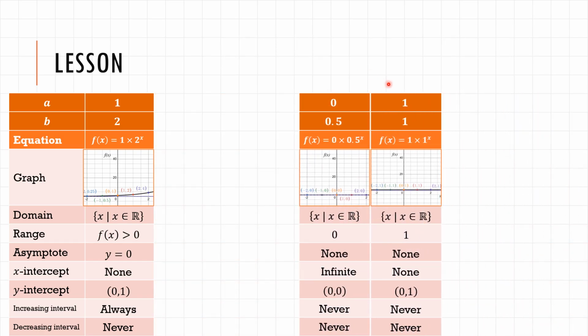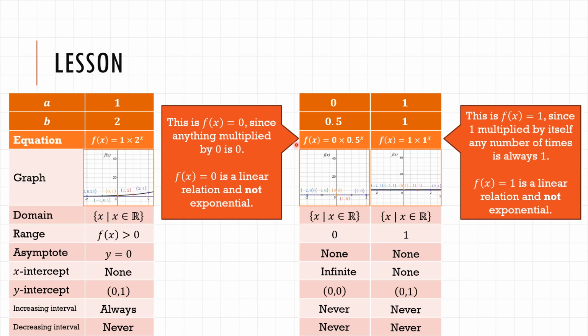Taking a look at these last two functions at the same time, how come they created flat lines? Aren't we still in this sort of exponential structure? Well, for this one, f of x is always going to equal 0, or the y value will always be 0, and that's because no matter what this value is, we're always going to multiply it by 0, and anything multiplied by 0 is 0. So that's what makes this a linear relation, and definitely not exponential.